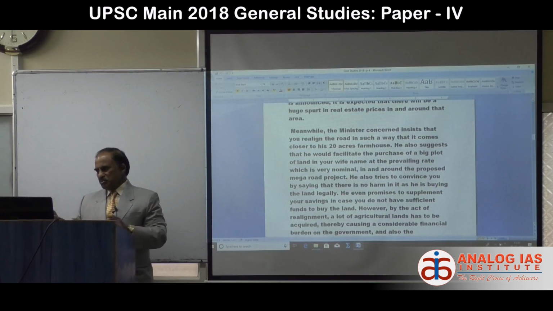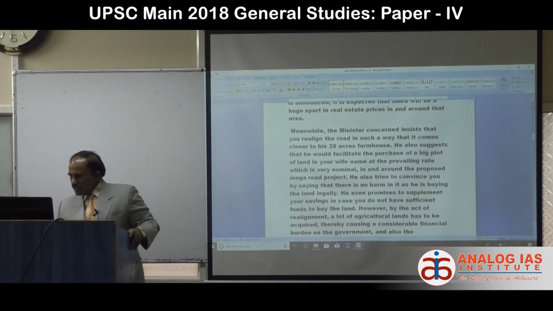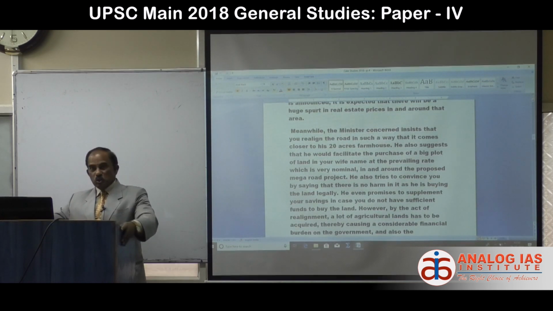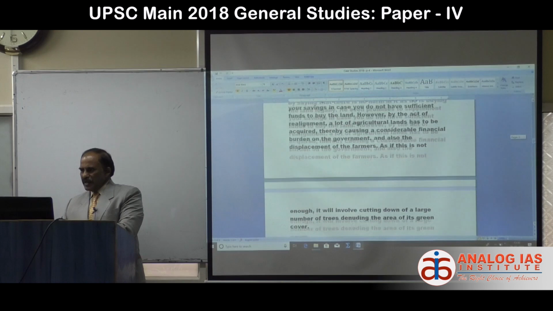He also suggests that he would facilitate the purchase of a big plot, which is nominal, in and around the proposed mega road project. He also tries to convince you by saying that there is no harm, and he promises to supplement the savings in case you do not have sufficient funds. He is also asking that the land can be purchased in your wife's name, and is also saying that benefits will accrue to you.